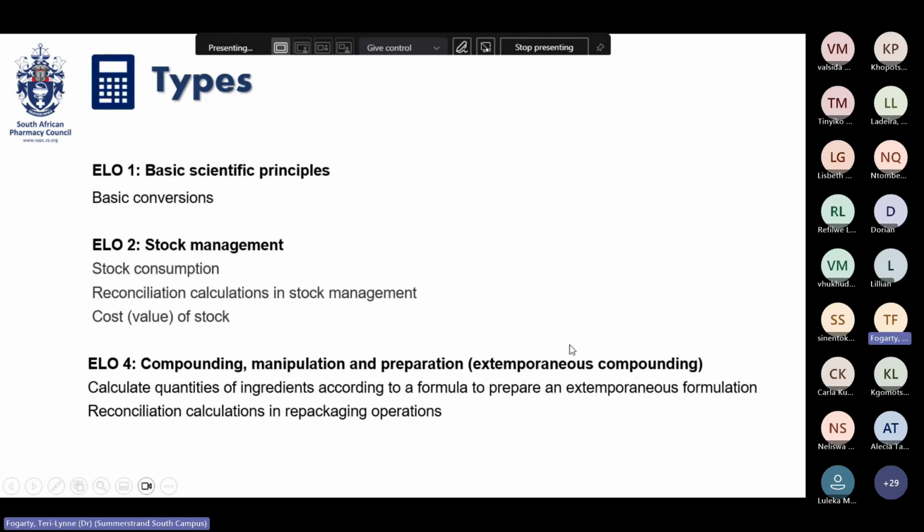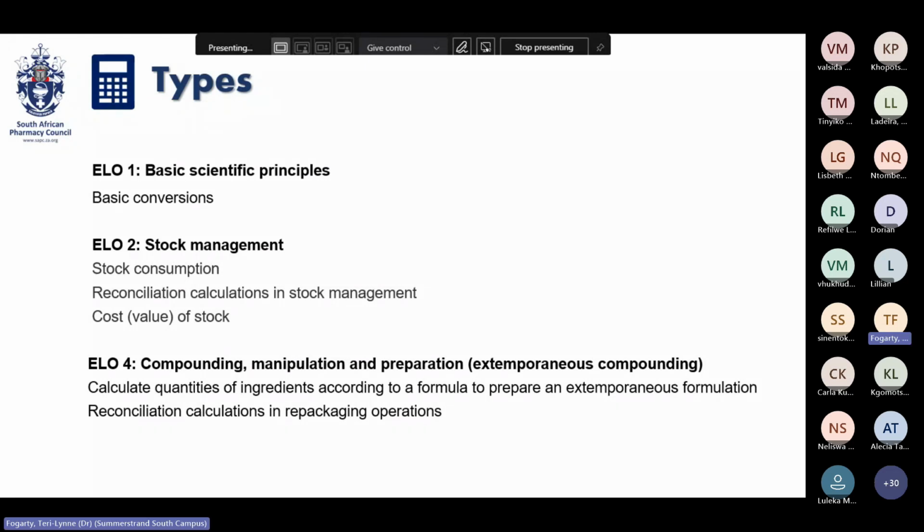So here is more information on the types of questions you may be asked. For basic scientific principles, we generally are asking about basic conversions. How many grams in a milligram? How many liters is a milliliter? What is a percentage mass per volume? What is a percentage volume per volume? What is a ratio? Converting a decimal to a ratio. So anything that's very simple and not necessarily applied in a scenario.